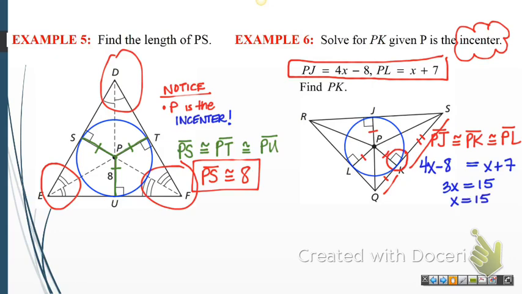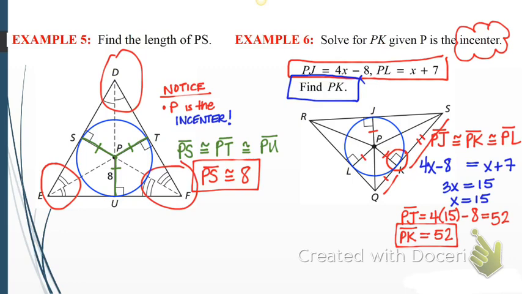Am I finished? No. Because I wasn't solving for x, I was solving to find the value of PK. So I'm going to plug x back in to solve for PJ. I find out that PJ is equal to 52, and therefore PK is also equal to 52.